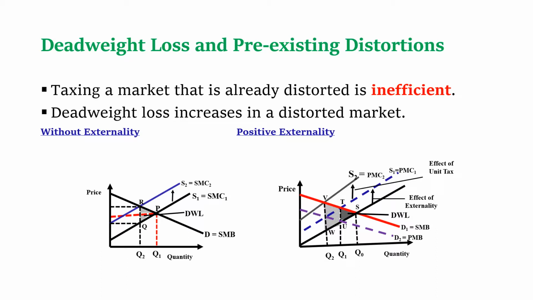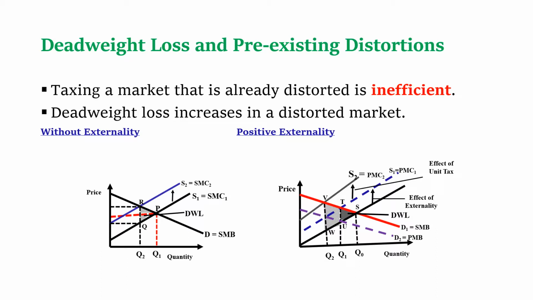Already the market is distorted. When government is formulating policies, they also look at the distortive effect on the market. If the market is already distorted, there is no reason to actually tax that particular market. So the deadweight loss increases in a distorted market.